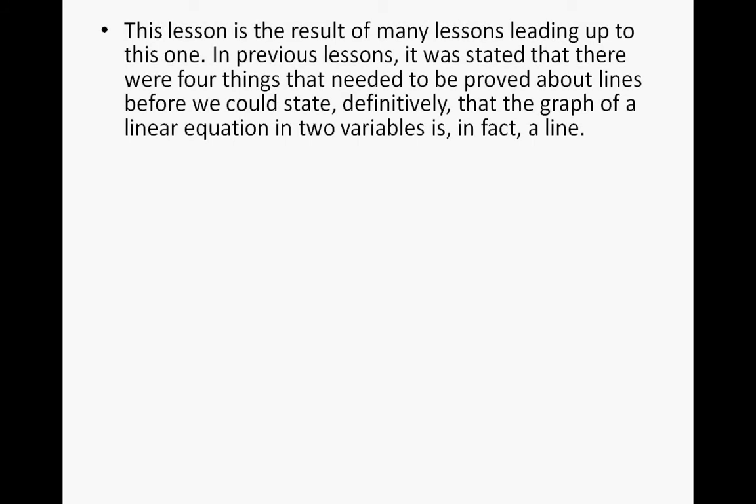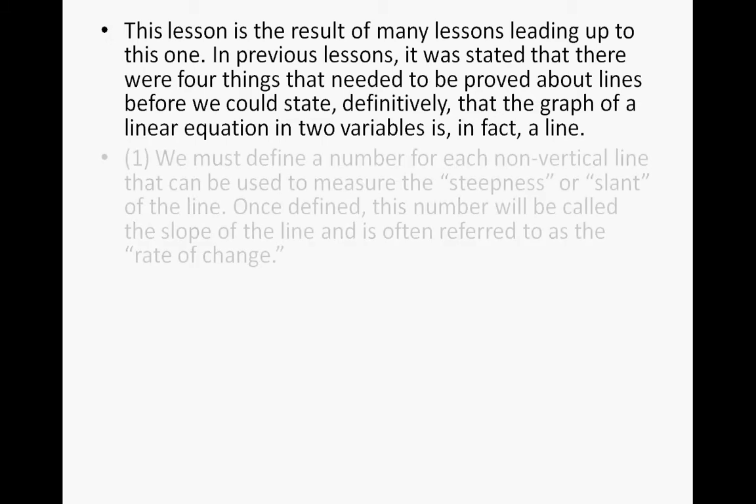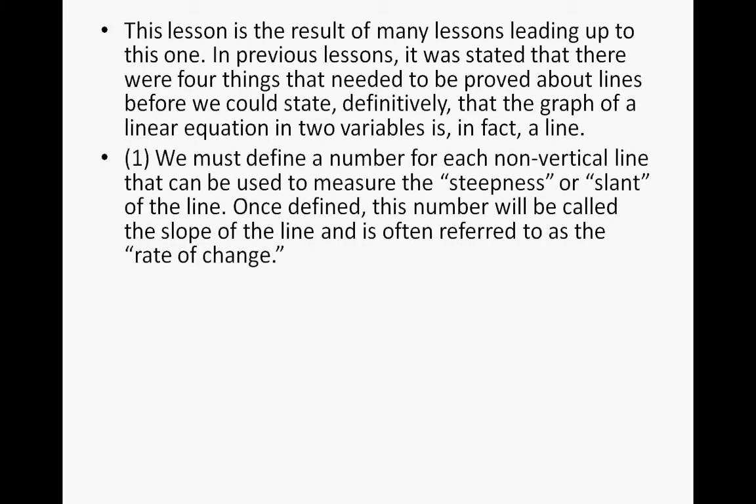In previous lessons, it was stated that there were 4 things that needed to be proved about lines before we could state definitively that the graph of a linear equation in two variables is, in fact, a line. First, we must define a number for each non-vertical line that can be used to measure the steepness or slant of the line. Once defined, this number will be called the slope of a line and is often referred to as the rate of change.